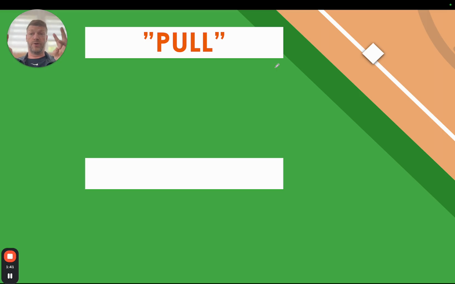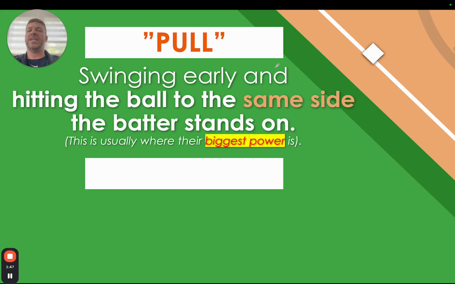First one is pull. And pull is what we refer to a hit when we hit it at the same side where the batter stands on. I'm going to explain this. I'm going to show you so many pictures, and this is going to make sense to you, so just stick with me. I'm just introducing the term right now. Pull is statistically where our biggest power is. I'll explain why in just a second.